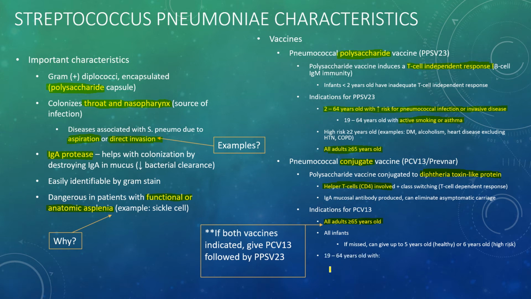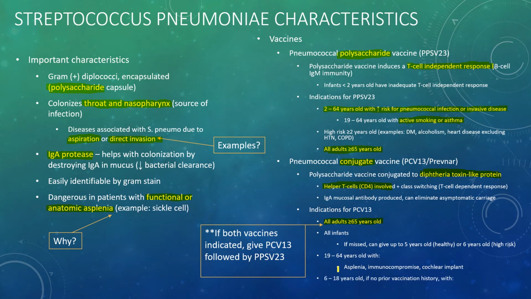So 19 to 64 years old patients can get PCV13 if they have any of these three conditions. Remember, we talked about asplenia. If you don't have a spleen, you don't have a good B-cell response, you can get a major sepsis. Immunocompromised is self-explanatory, and cochlear implant is also another reason for PCV13. This can be a risk factor for pneumococcal disease.